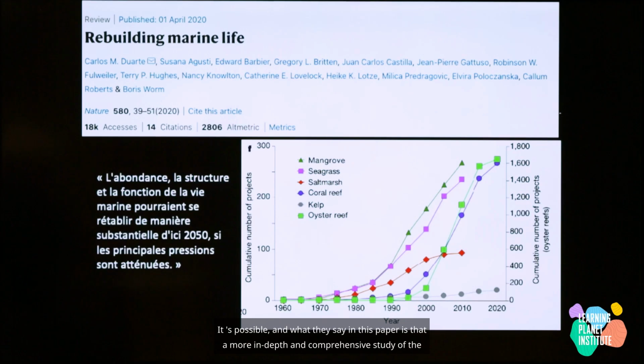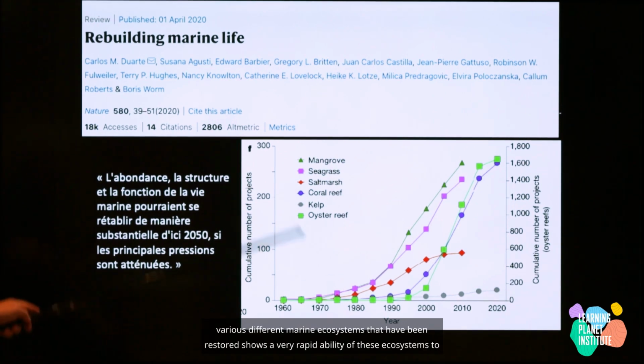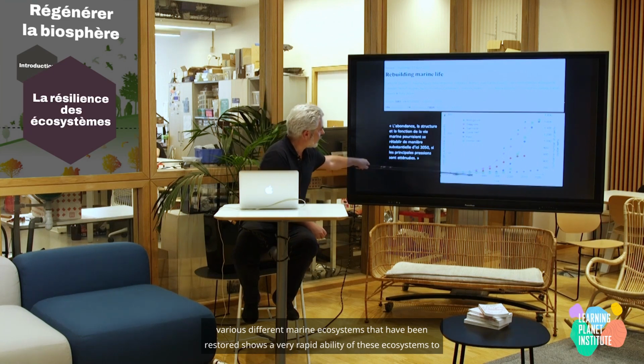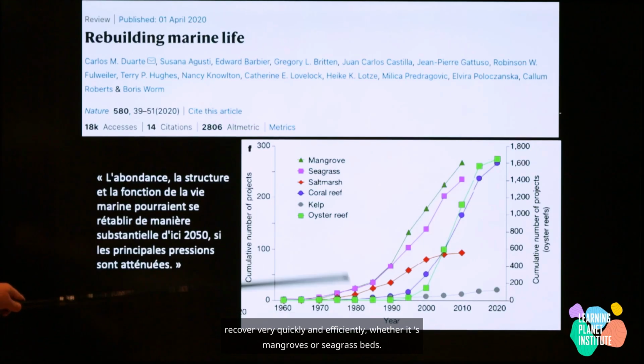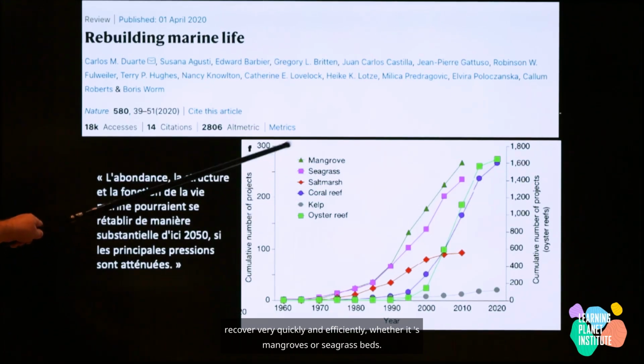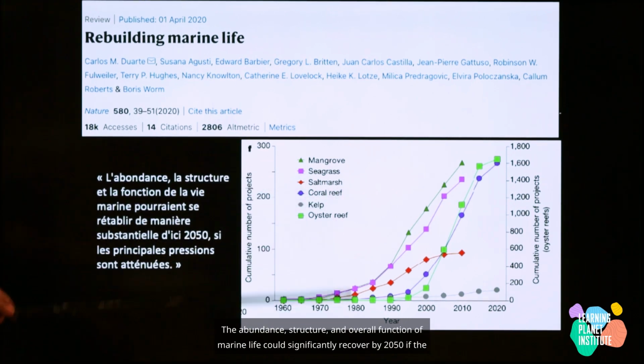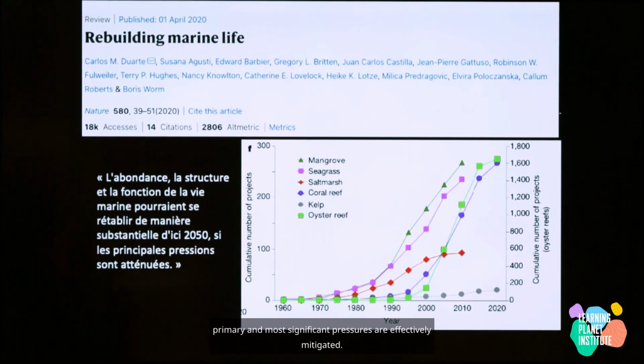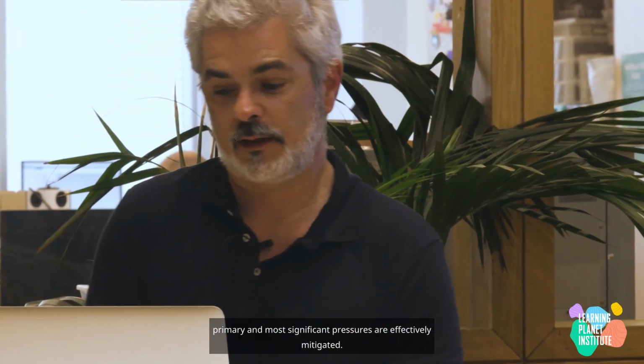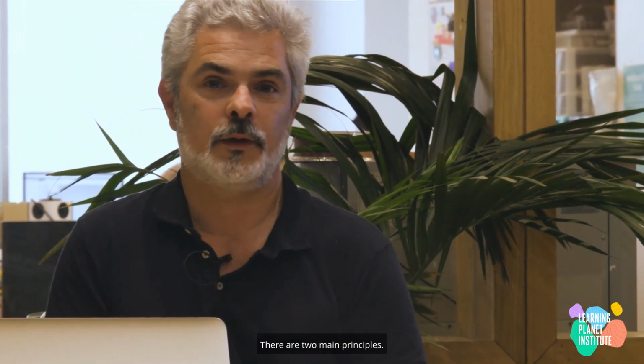It's possible, and what they say in this paper is that a more in-depth and comprehensive study of the various marine ecosystems that have been restored shows a very rapid ability of these ecosystems to recover quickly and efficiently, whether it's mangroves or seagrass beds. The abundance, structure, and overall function of marine life could significantly recover by 2050 if the primary and most significant pressures are effectively mitigated. There are two main principles.